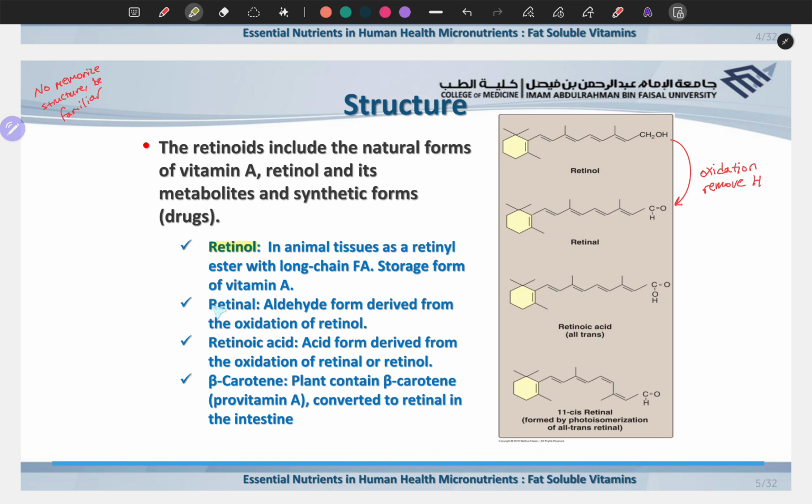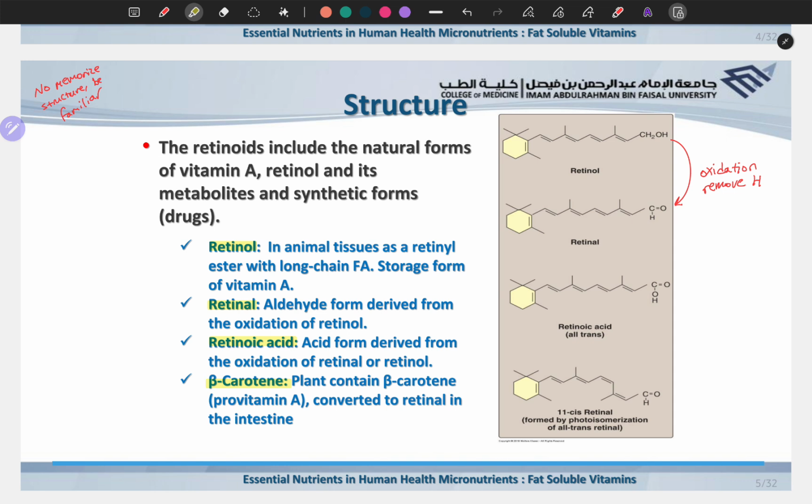Is it clear? Compare retinoic acid with retinol. Here there are two oxygens, here there is just one oxygen. Hydrogen removed and oxygen added. Both are oxidation. Is it clear? Yes. So retinoic acid is formed from the oxidation of both retinal as well as retinol.